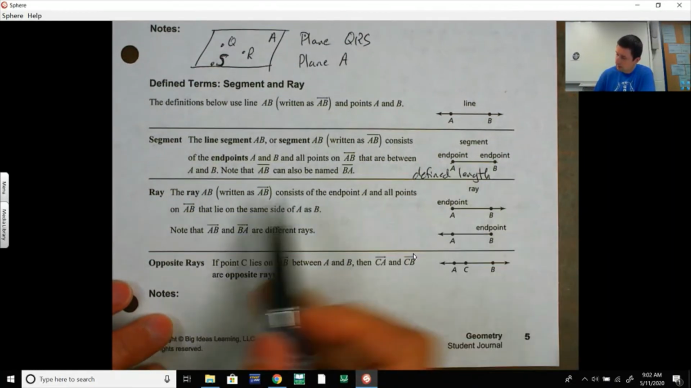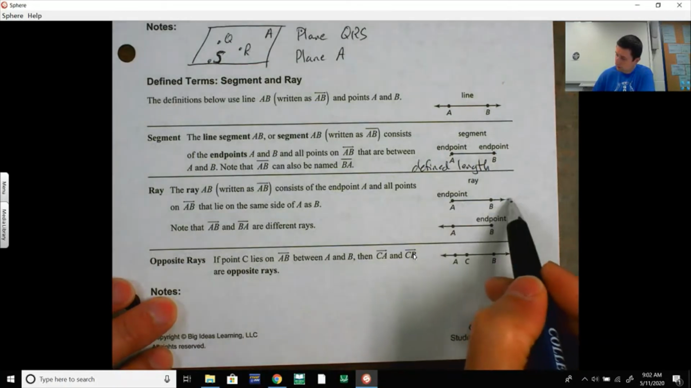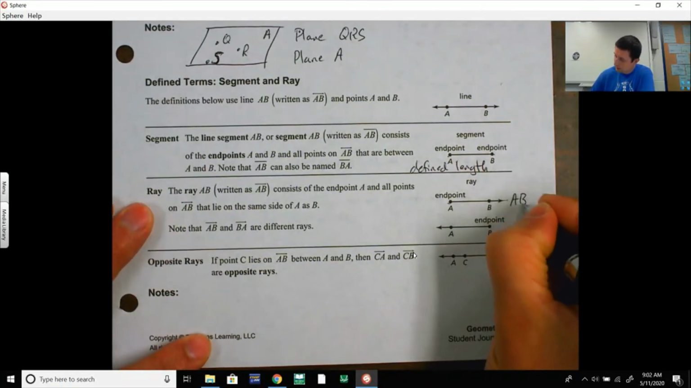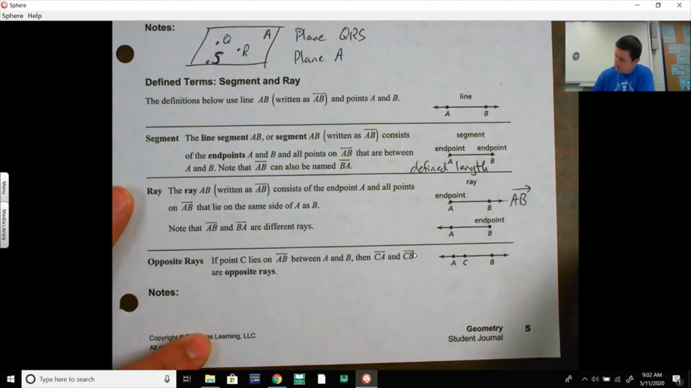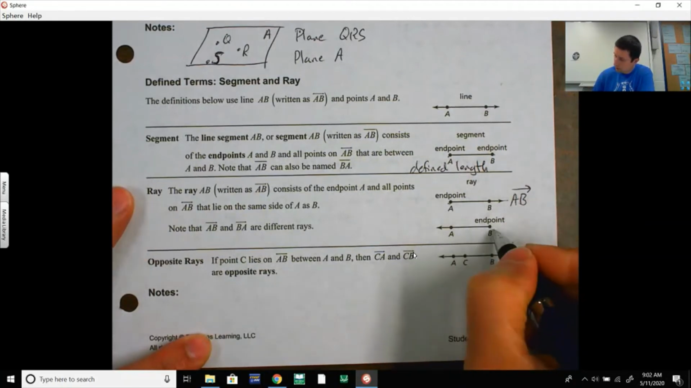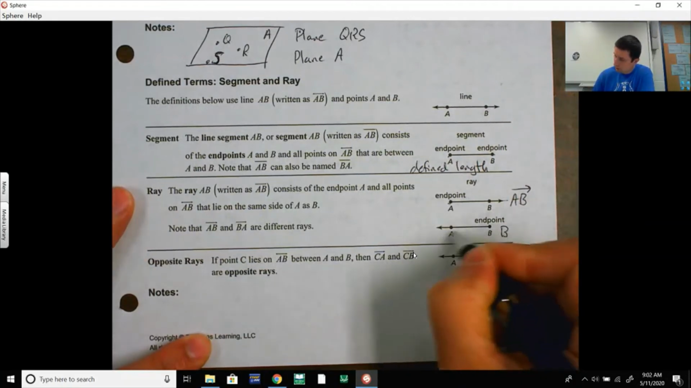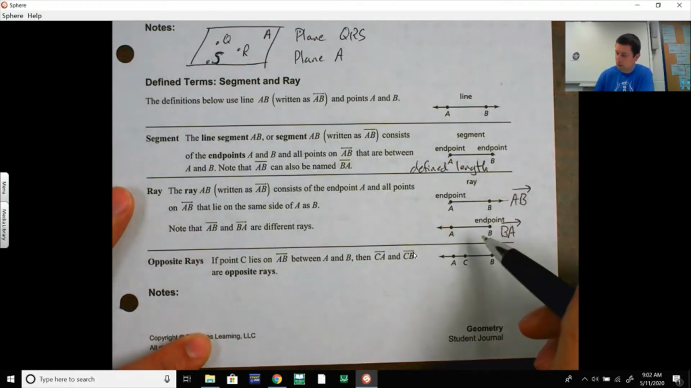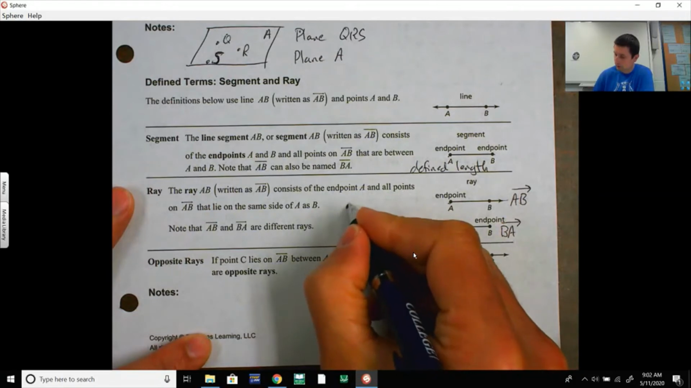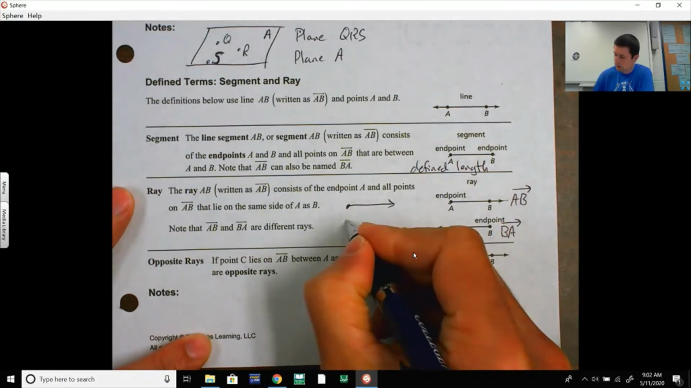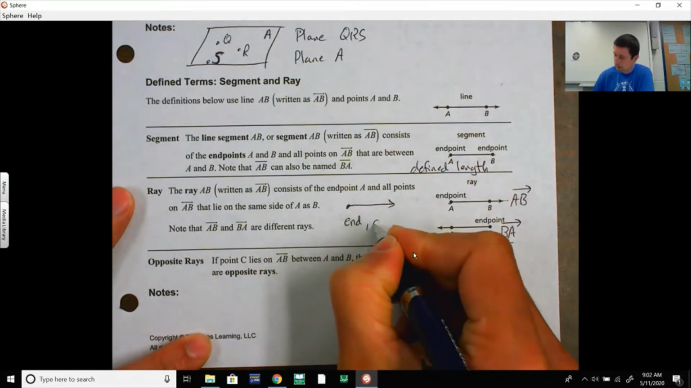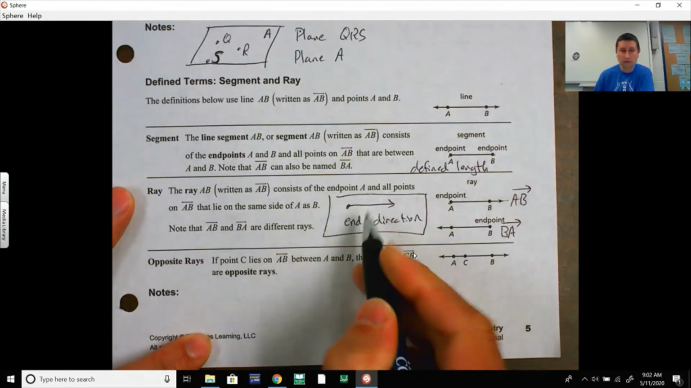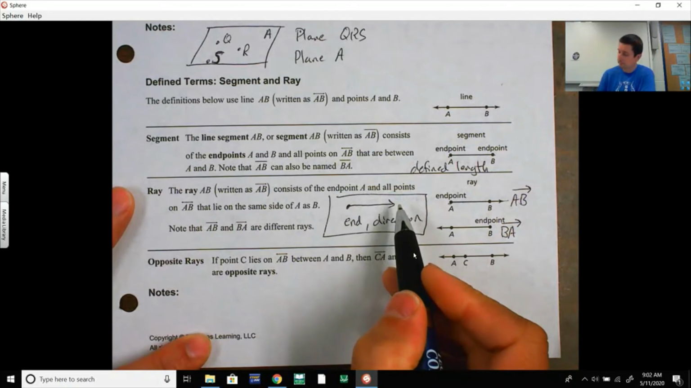Okay, a ray has an endpoint going in one direction. So this one here, notice it starts with A and it goes to B, so that'd be ray AB. This one starts with B and goes in the direction of A, so that is ray BA. So always go with the endpoint first, then the direction. So that's how you name them. It always points to the right.